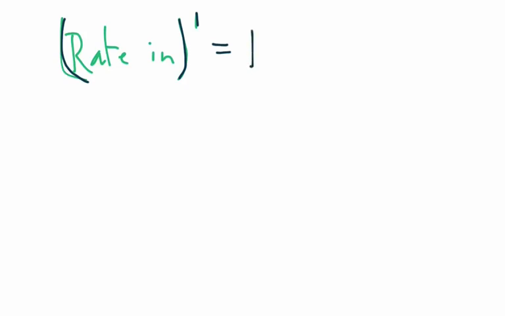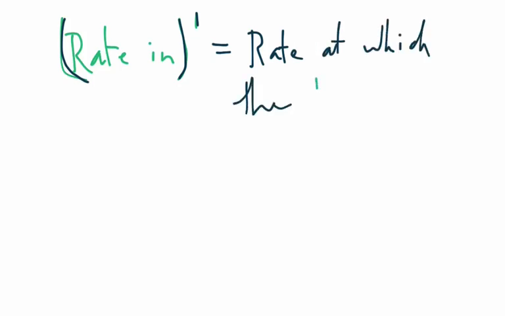And then the last thing we might ask is, what does like r the rate in prime mean? Which is kind of a weird question because the rate in sort of already is the derivative of the amount, but this is the rate at which the rate is changing. So in a sentence, this would be the rate at which the rate in is changing.